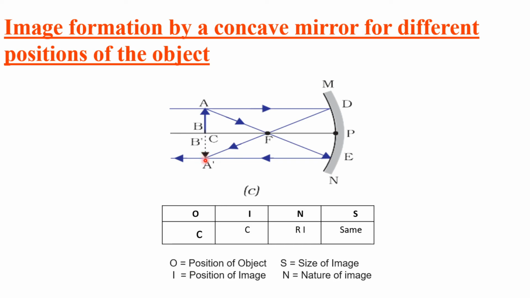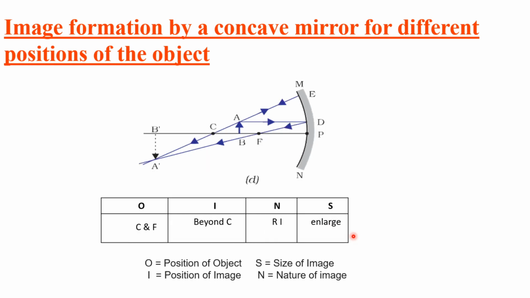So, object is at C, image is also at C, the nature is real and inverted and size will be the same as that of the object.